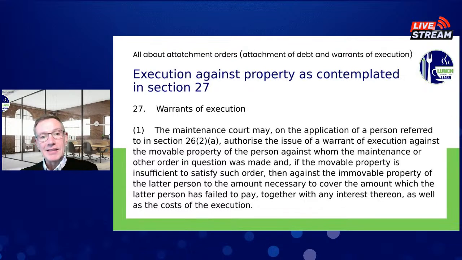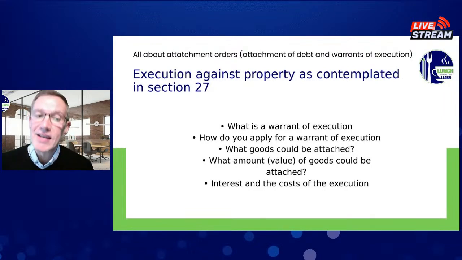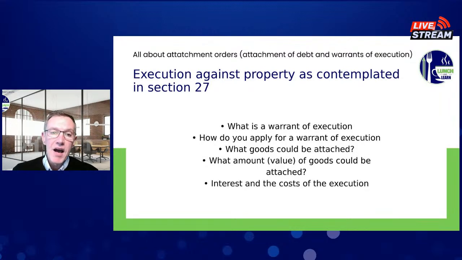So if one unpacks Section 27 and takes it bit for bit, we will see that there's a couple of things that are addressed in Section 27. Number one, to start off with, what is a warrant of execution? It's an attachment of movable property or property that is also authorized by court. Section 27 also speaks about how you apply for a warrant of execution. And in terms of Section 27, it is clear that it is upon application, and we'll deal with that in a couple of minutes. Section 27 also deals with what goods could be attached.